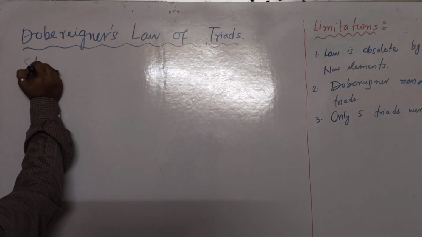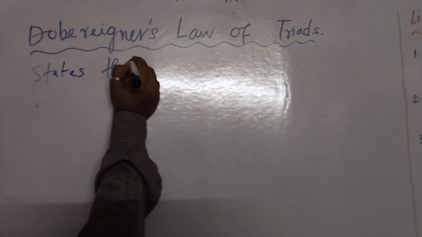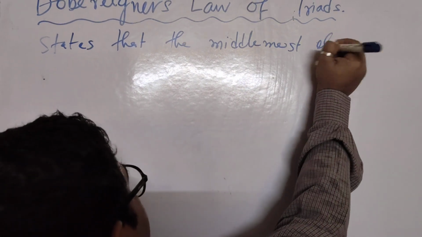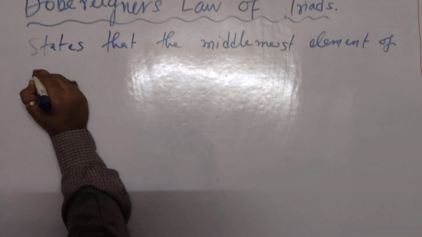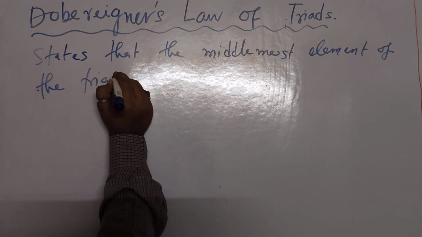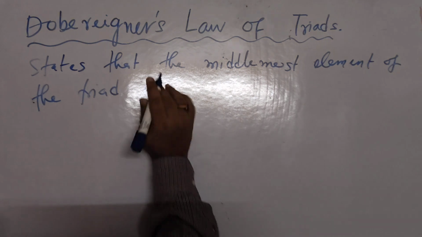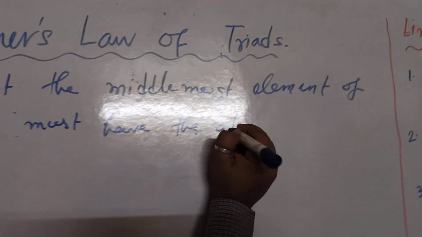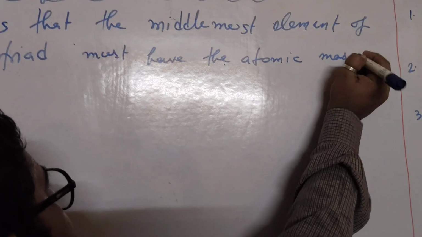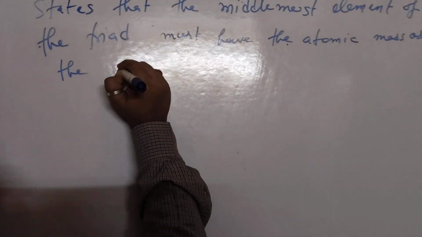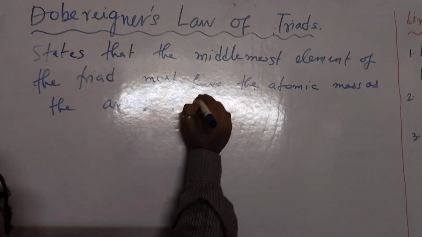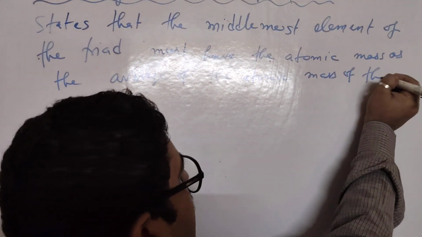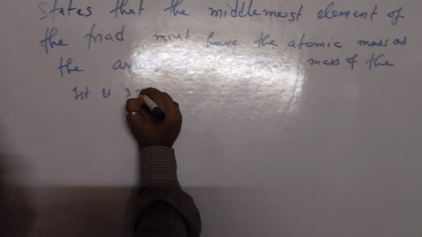Döbereiner's law of triads states that the middlemost element of the triad must have the atomic mass as the average of the atomic mass of the first and third element.